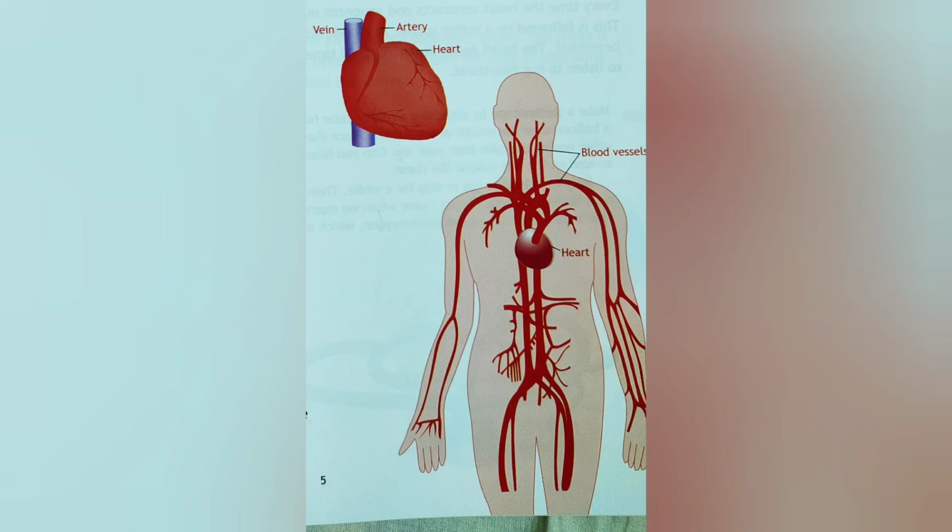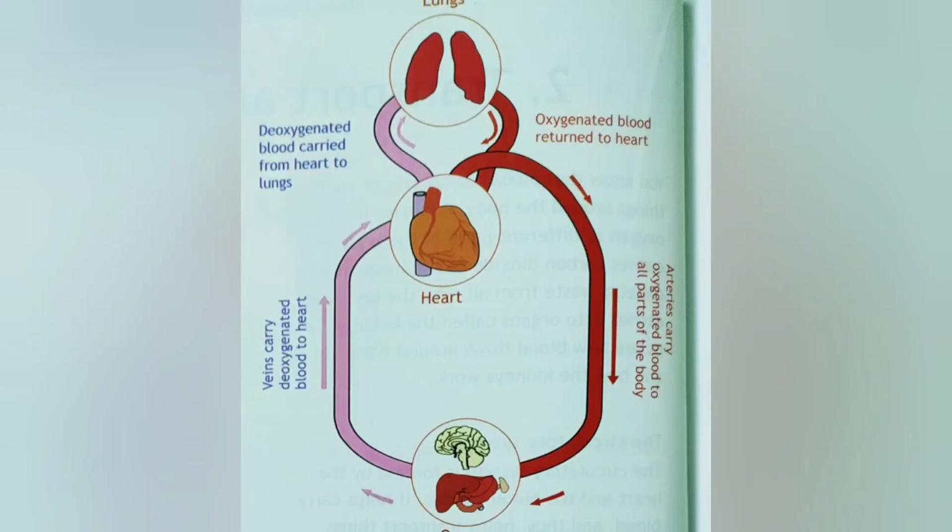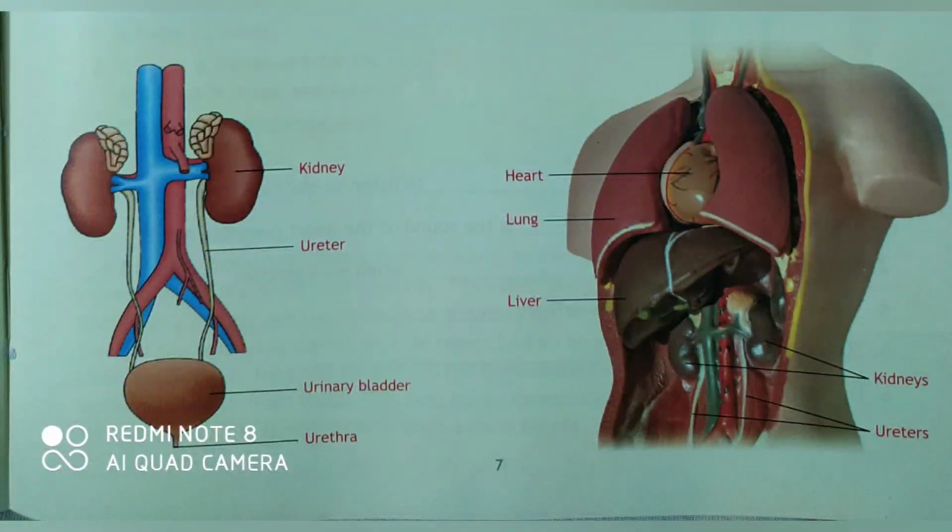So students, in today's session we have seen that the circulatory system is formed by our heart and the two blood vessels, arteries and veins. Arteries are blood vessels that carry oxygenated blood to different parts of the body, whereas veins are blood vessels that carry deoxygenated blood from different parts of the body to the heart. We learned how blood flows in our body and also about how our excretory system functions.